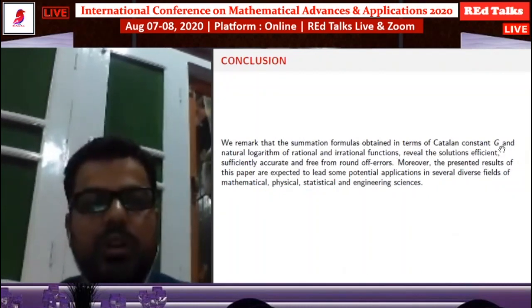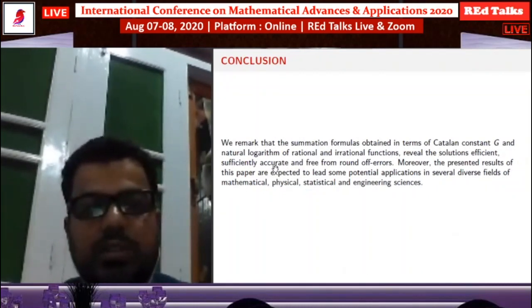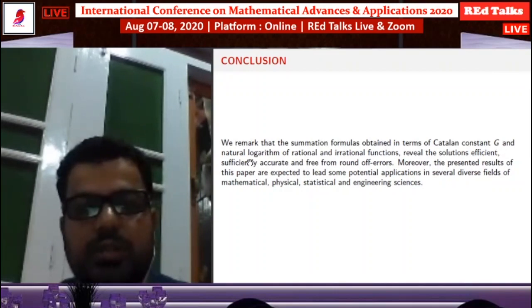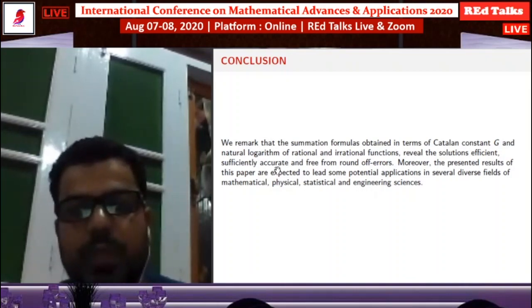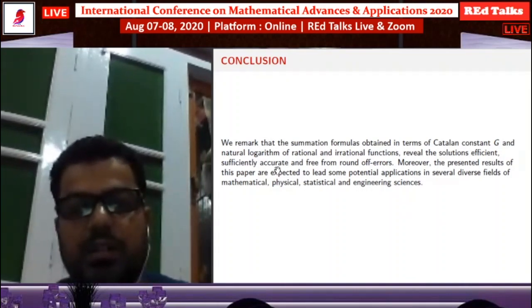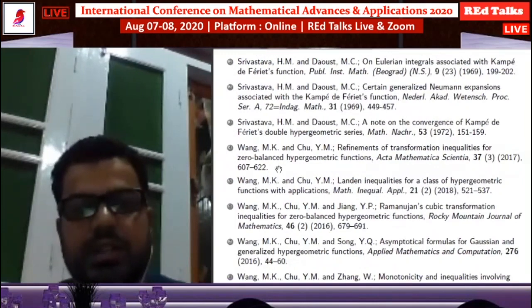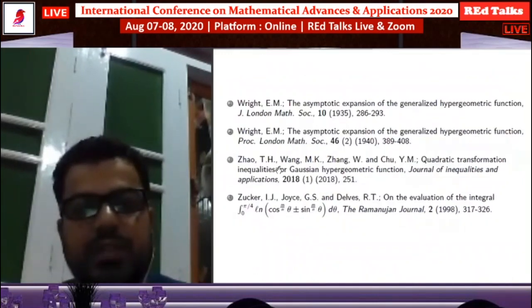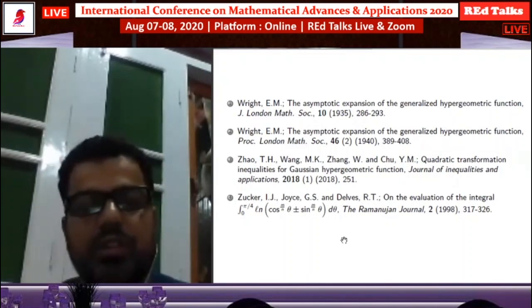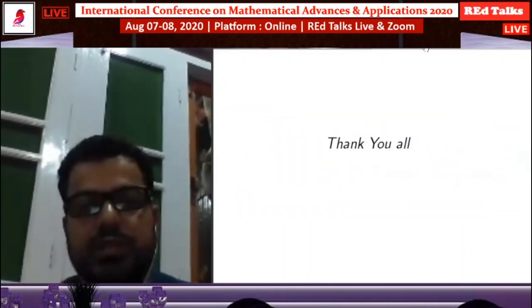And in the concluding remark, we remark that the summation formulas obtained in terms of Catalan constant G and natural logarithm of rational and irrational functions reveal the solution is efficient, sufficiently accurate, and free from round-off errors. The given results are expected to lead to some potential applications in several diverse fields of mathematical science and physics and statistical and engineering sciences. These are the references. Most importantly is the reference of Zucker, Joyce, and Davis.